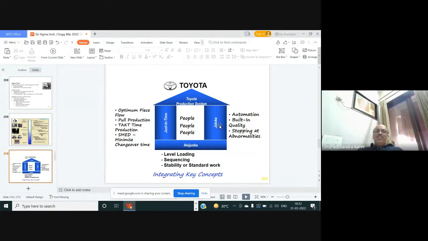So basically, Jidoka means automation. So automate the process, avoid human intervention, built-in quality. So the product by process. So the quality should be built in as a process.